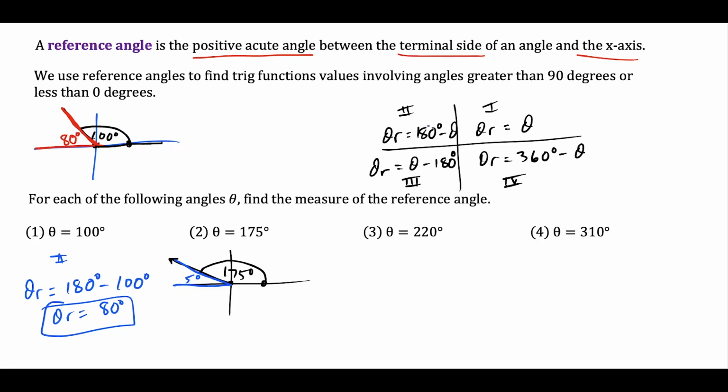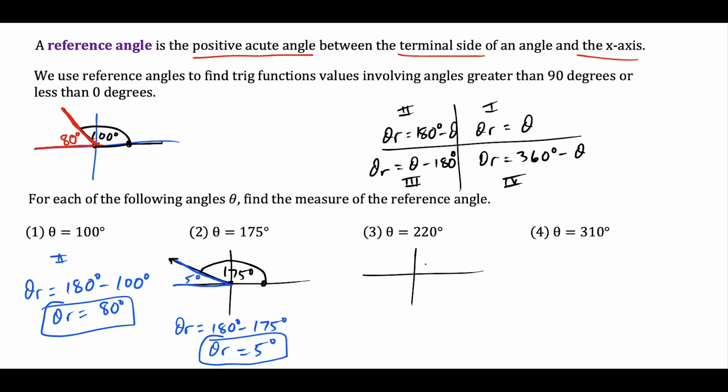But if I want to use the formulas, I could just say the reference angle is equal to 180 degrees minus the angle from standard position, and the angle from standard position is 175 degrees. So when we simplify this, we have the reference angle is just 5 degrees. So now we move on to the third question here. You'll notice now that we have a quadrant 3 angle.